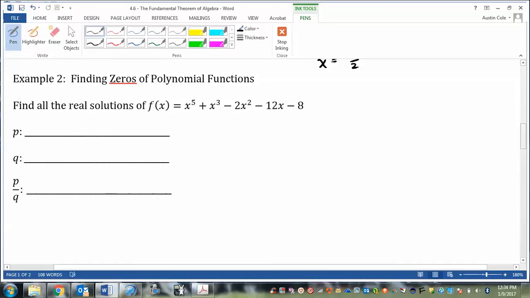Okay? Alrighty, so p and q. P is factors of our constant. Factors of 8 are 1, 2, 4, and 8, right? Our q would be just 1. So here we're going to do plus or minus 1, plus or minus 2, plus or minus 4, plus or minus 8. Okay, go ahead and graph that, please.